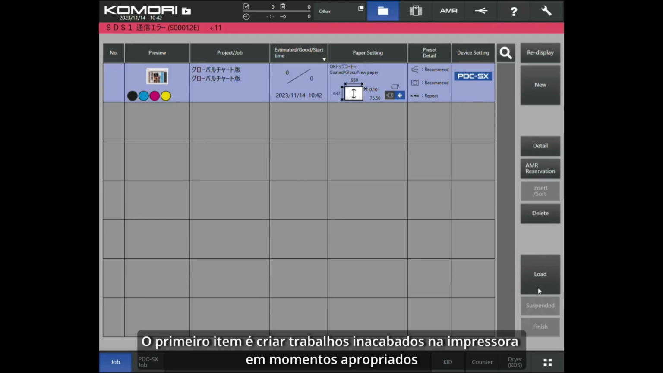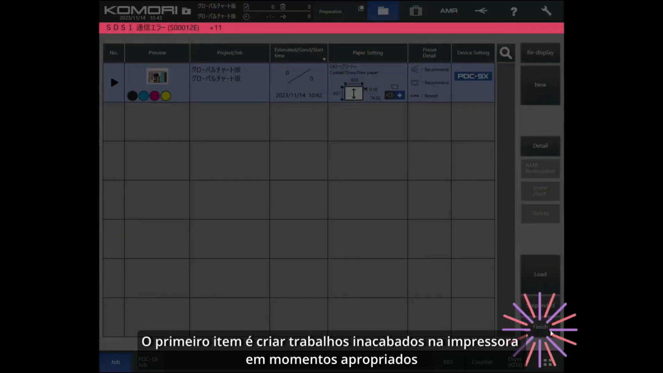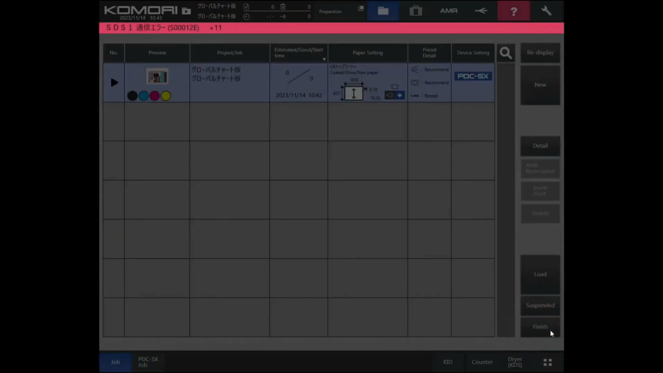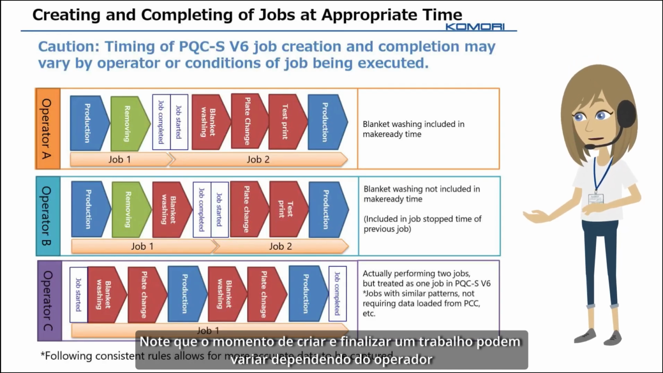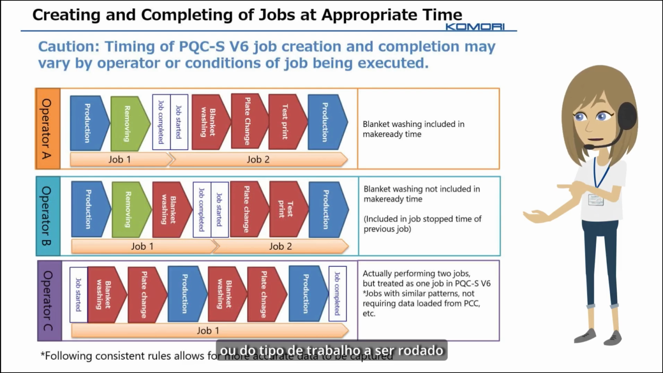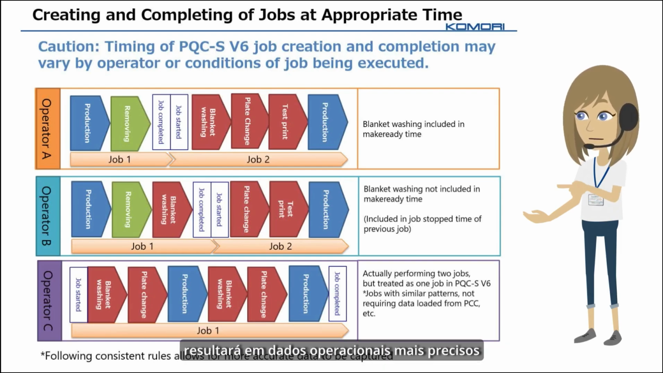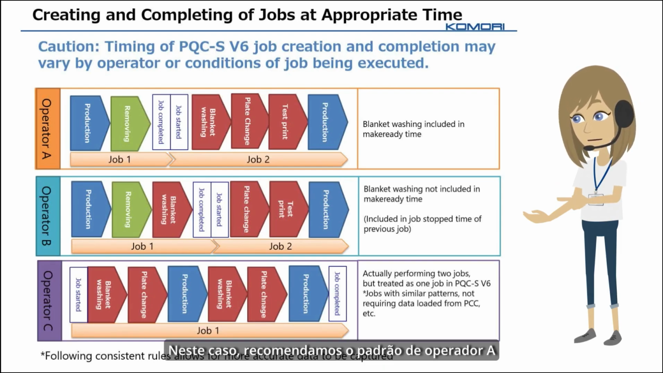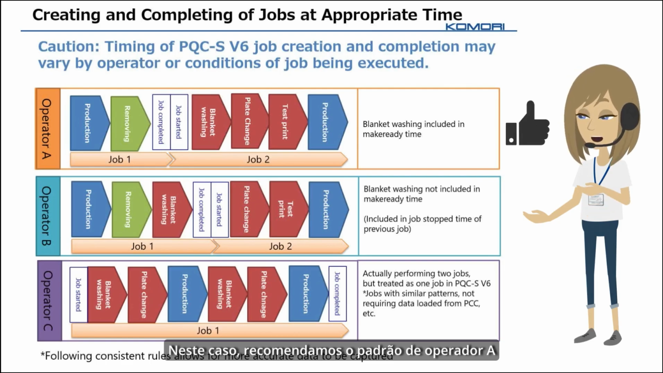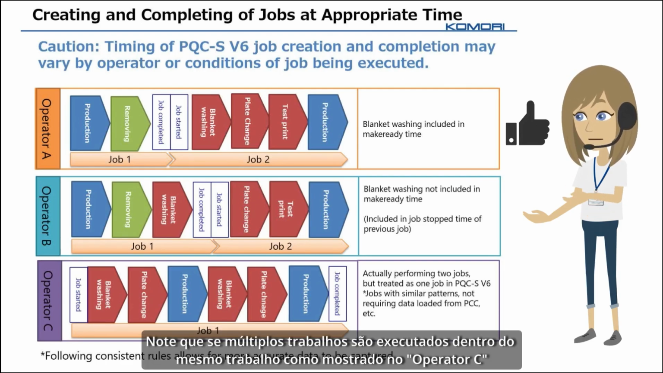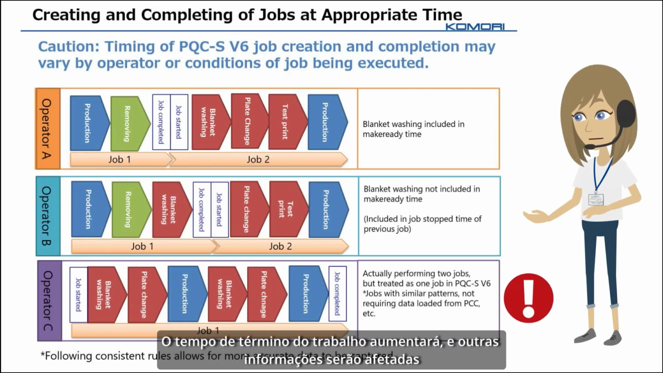The first rule is creating and finishing jobs on the press at the appropriate times. Note that the timing of creating and finishing a job may vary depending on the operator or the type of the job to be run. Applying a universal set of rules for handling when jobs are started and finished will result in more accurate operational data. In this case, we recommend the pattern of operator A. Note that if multiple jobs are executed within the same job as shown with operator C, the job stopped time will increase and other information will be affected.